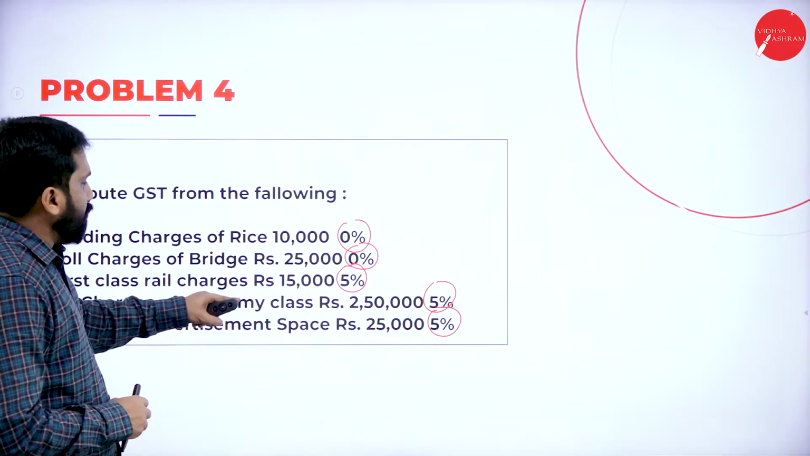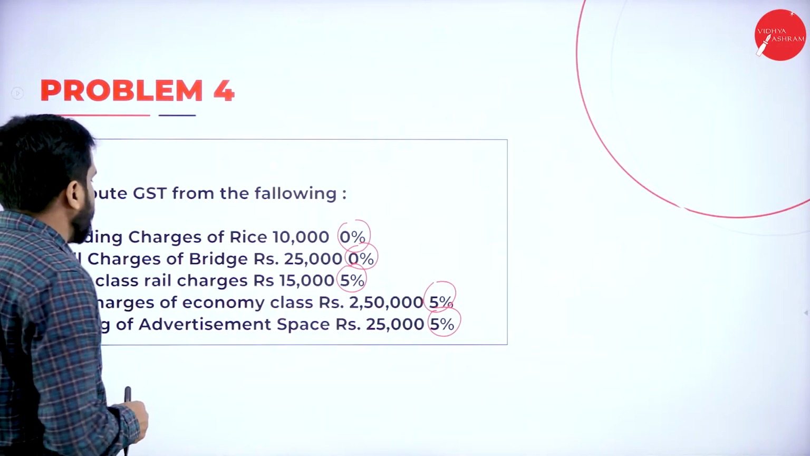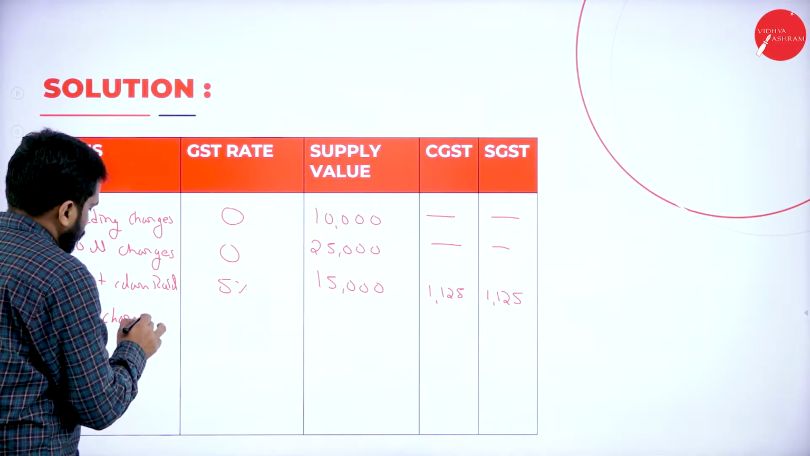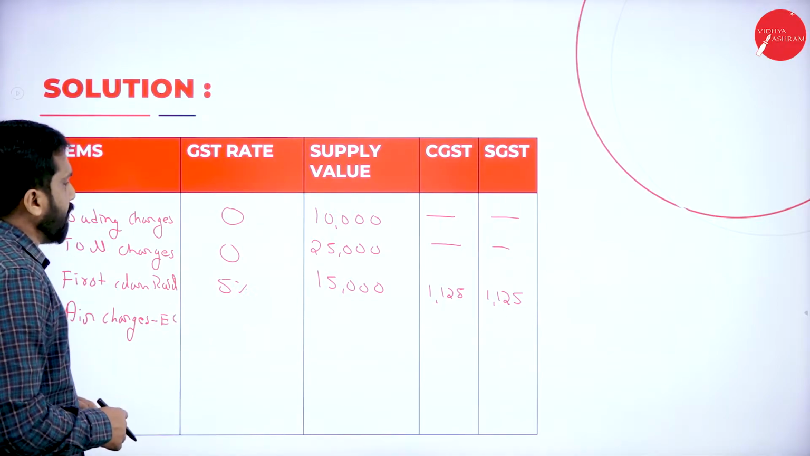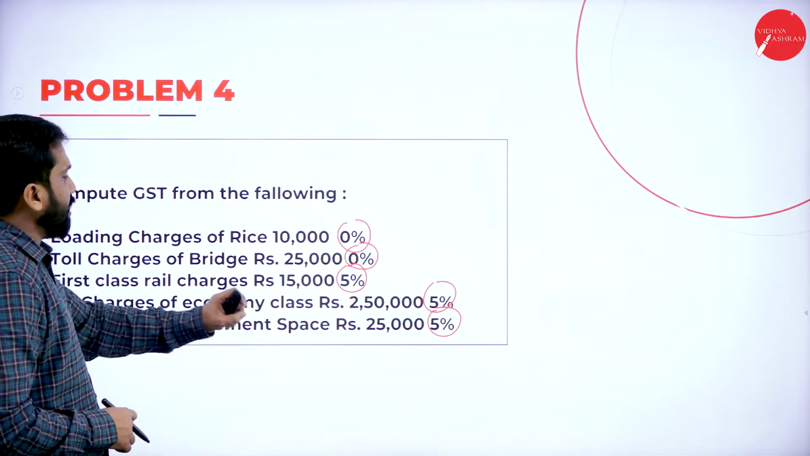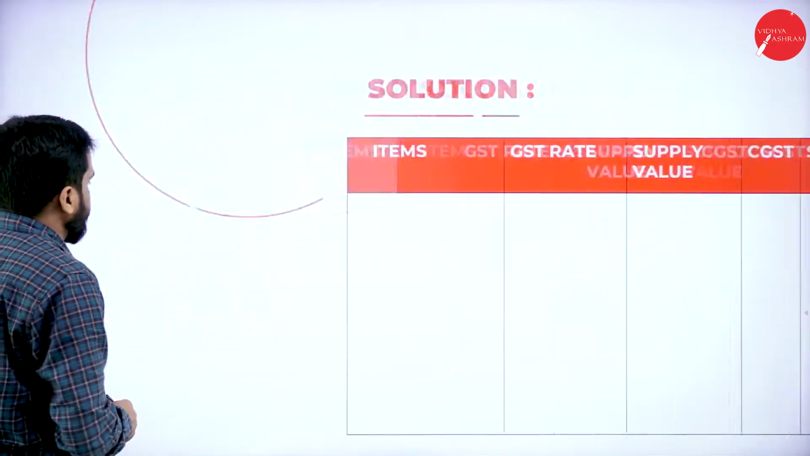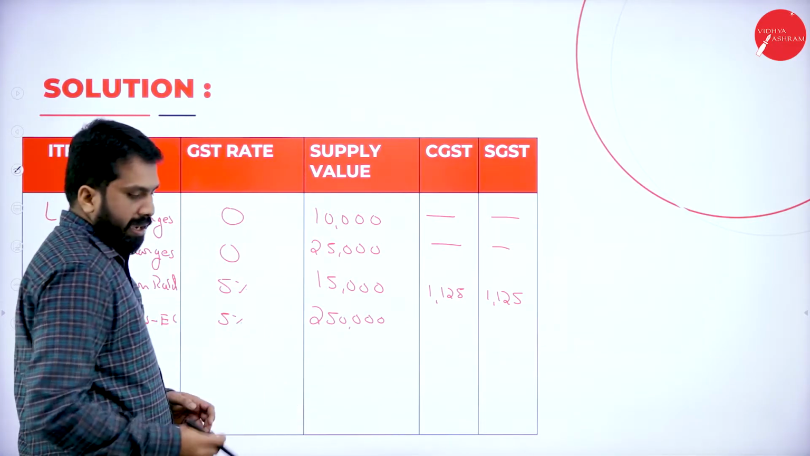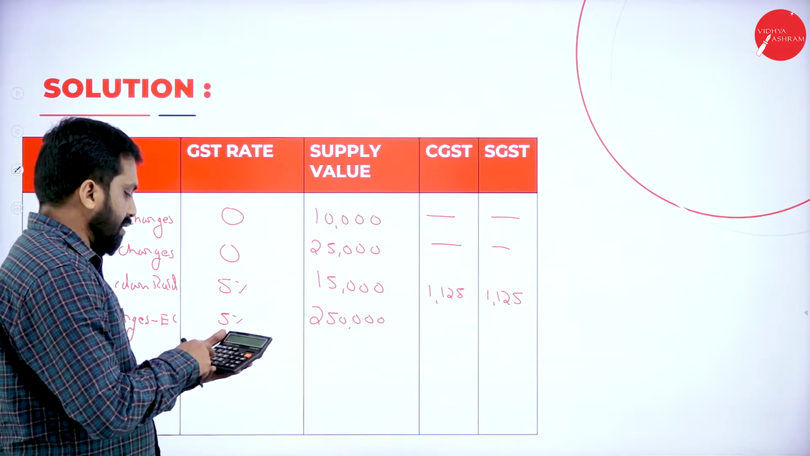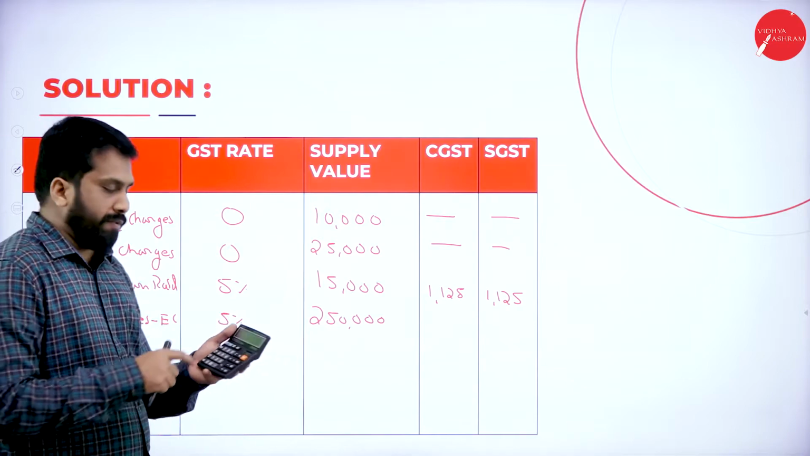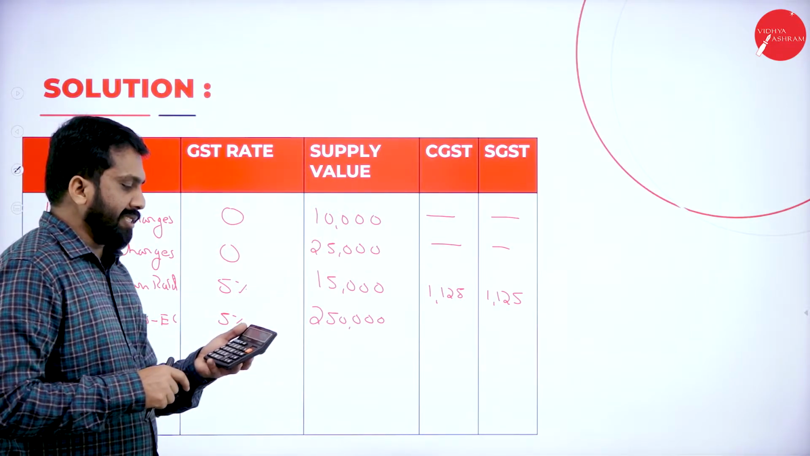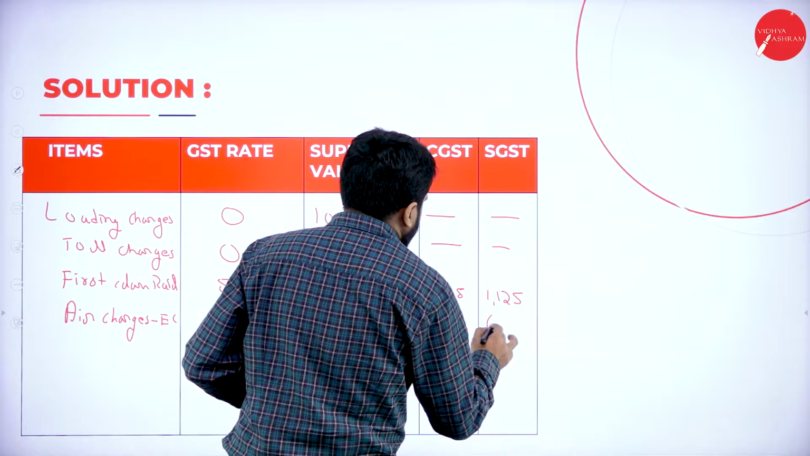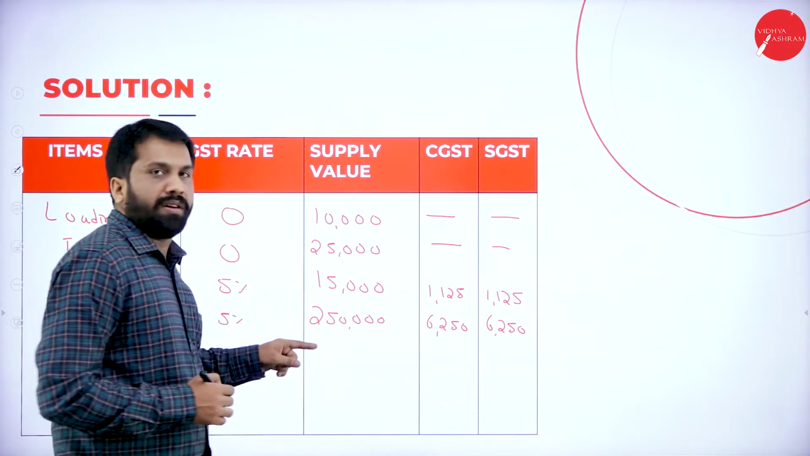Your air charges of economy class. What is the value? The value is 2,50,000 and the percentage is 5%. Calculate: 2,50,000 into 5%, I got 12,500, divided by 2. It will be 6,250. Hope you are clear. Yes.